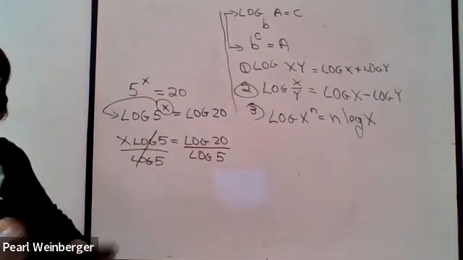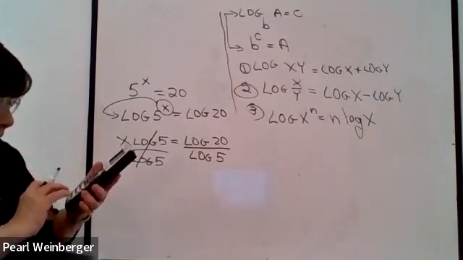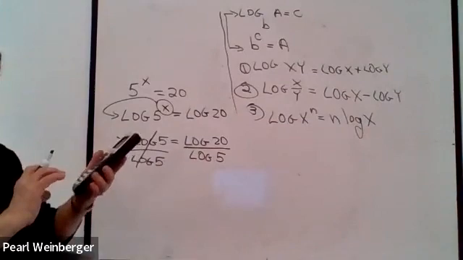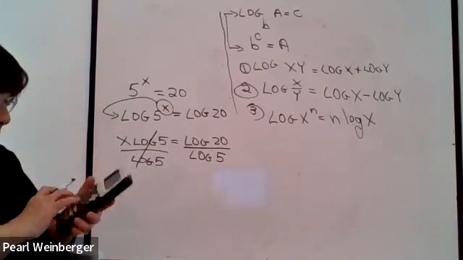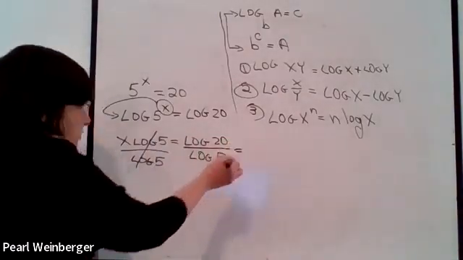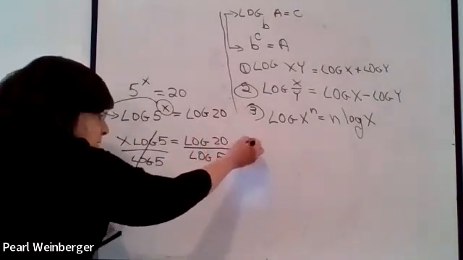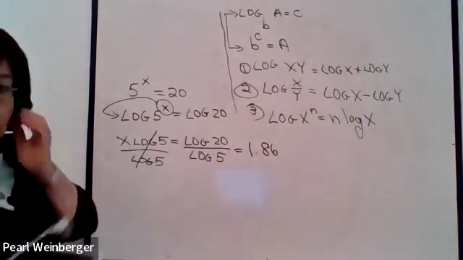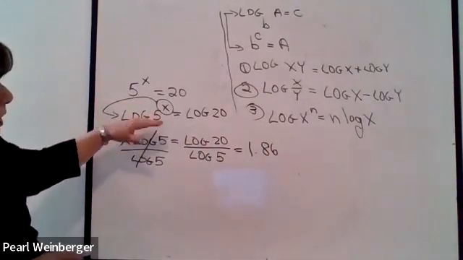And now I go to my calculator and I press log 20 and I close my parentheses and then I divide because I want to do a fraction and I press log 5 and I get the answer. Usually it comes out to a very long decimal. Let's go to the nearest hundredth. Then the answer would be 1.86. So it becomes a relatively easy question to answer.